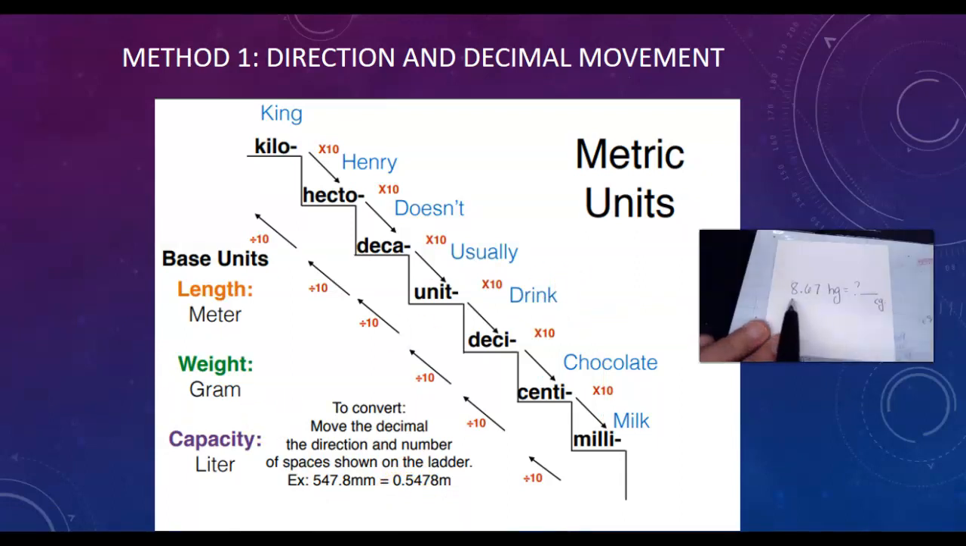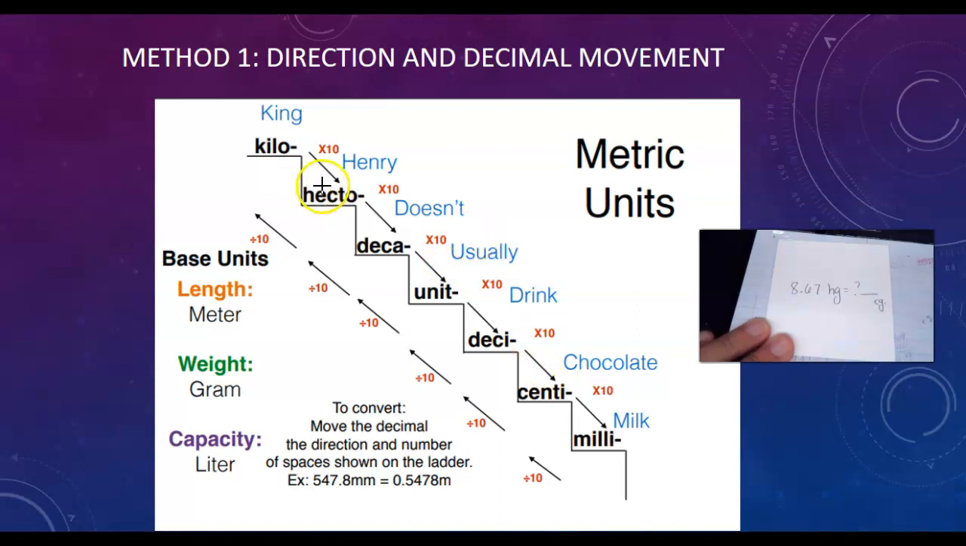Now this works in the other direction too. So let's say we have 8.67 hectograms. If you're looking on here, we're on this step up here, and we want to go down to centigrams, which is down here. As you go down the ladder, you're moving to the right, and thus you will move your decimal place also to the right.